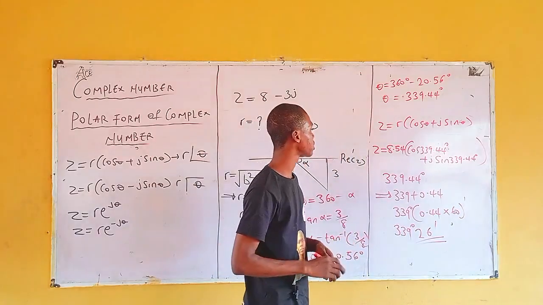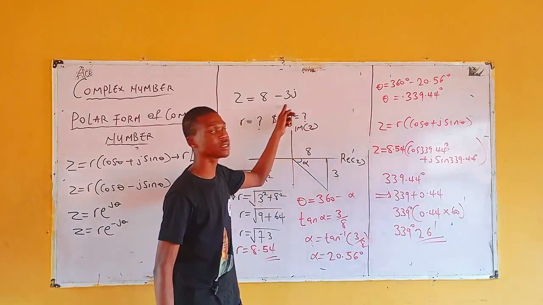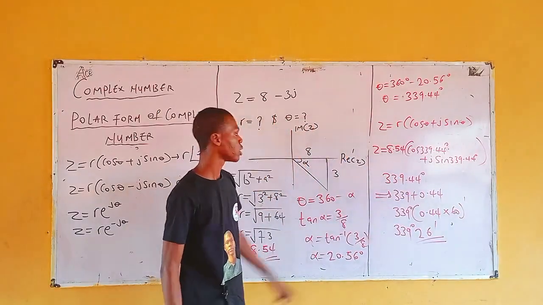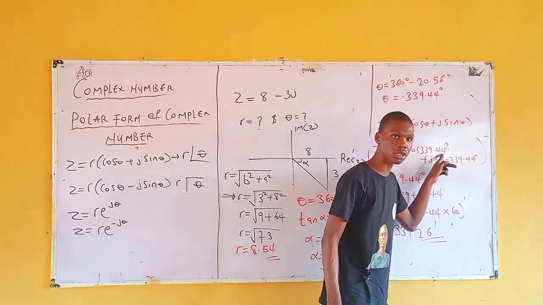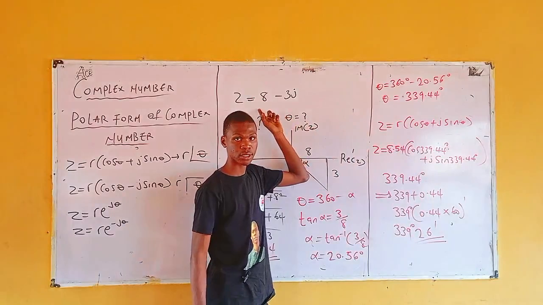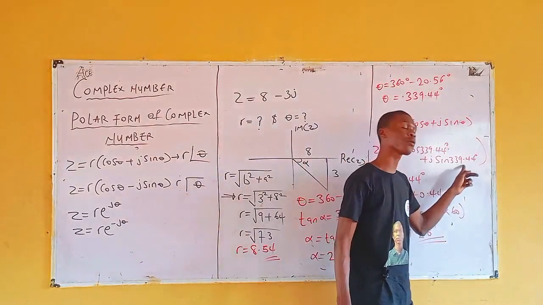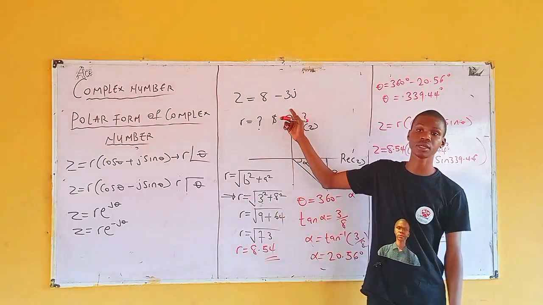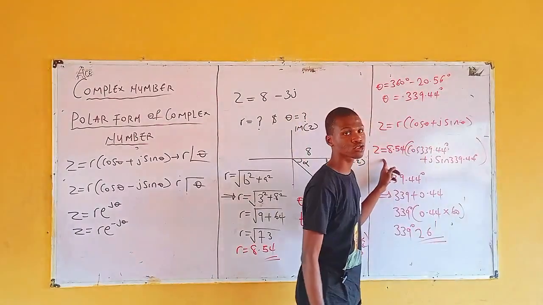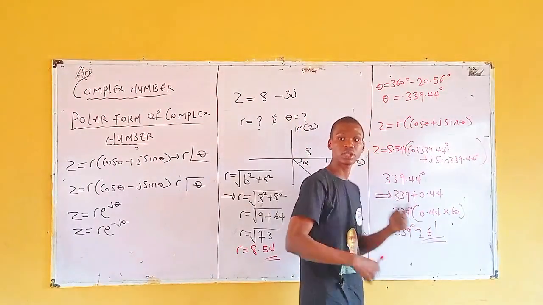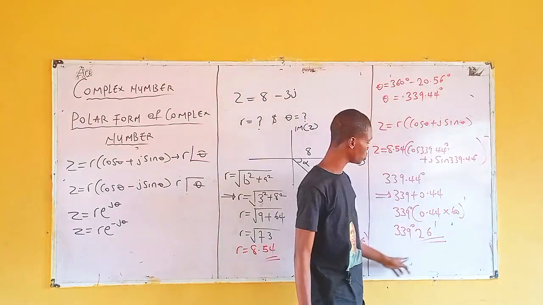But before then, press this in your calculator. Are you getting 8 minus 3j? 8.54 cos 339.44 degrees. Are you getting 8? Yes. 8.54 sin 339.44. Are you getting negative 3? Yes. Meaning you are correct. So now, you can stop here, you are correct. Then you can go further by solving this degree to degrees and minutes.